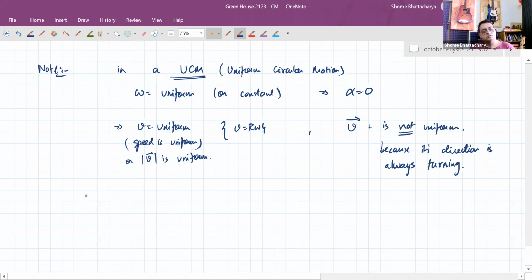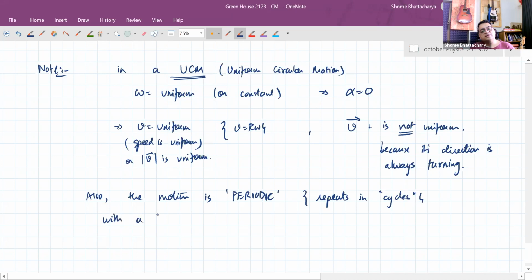And therefore, the motion is periodic in nature. It means it repeats in cycles. It's periodic with a time period of circumference upon speed, which is the same thing as 2 pi by omega. So this is an additional property of uniform circular motion that you need to understand.